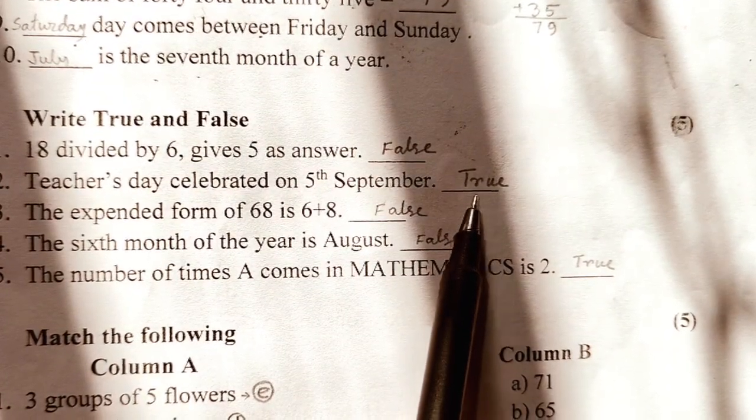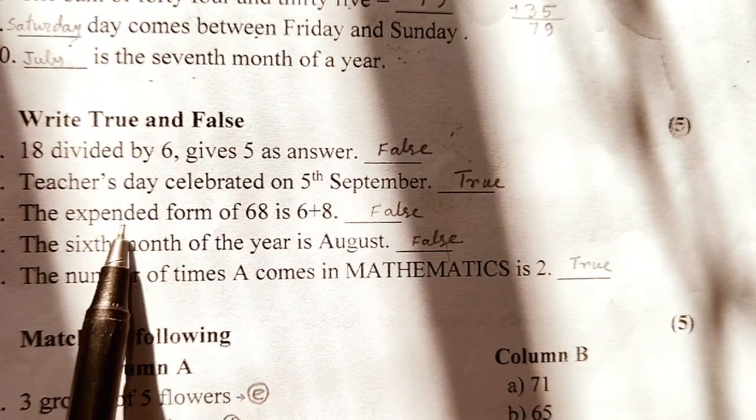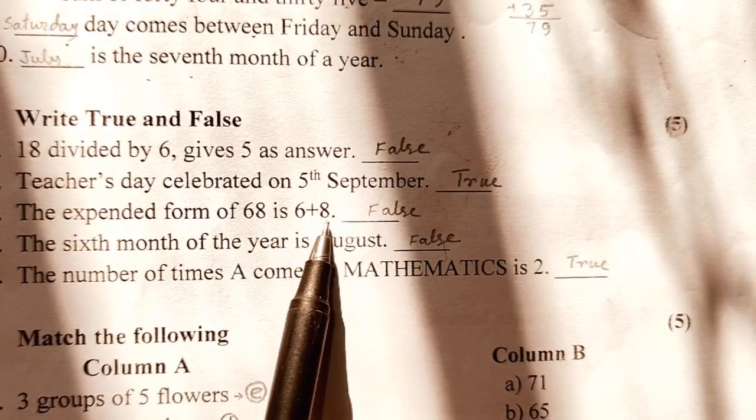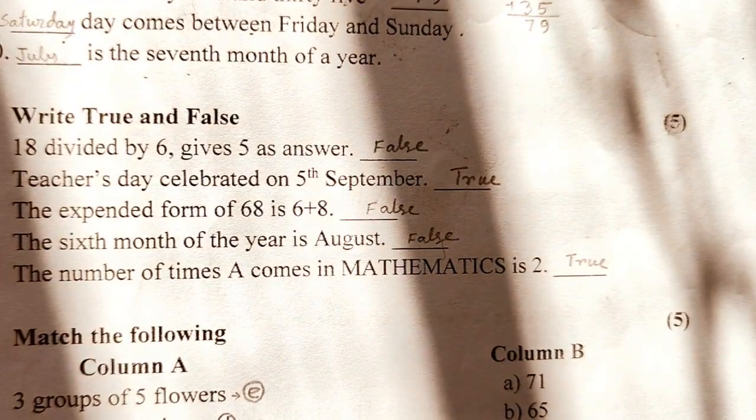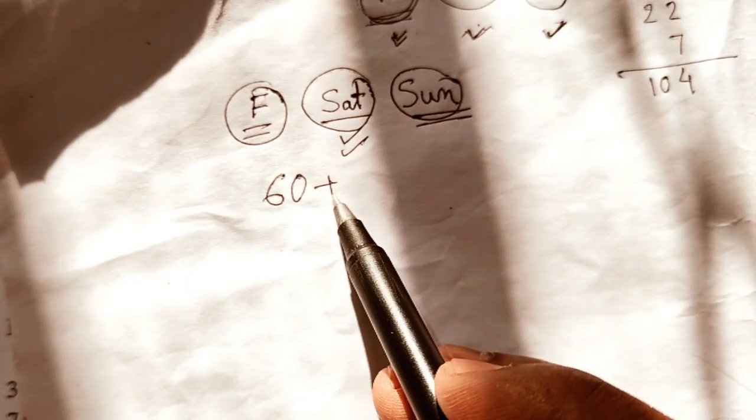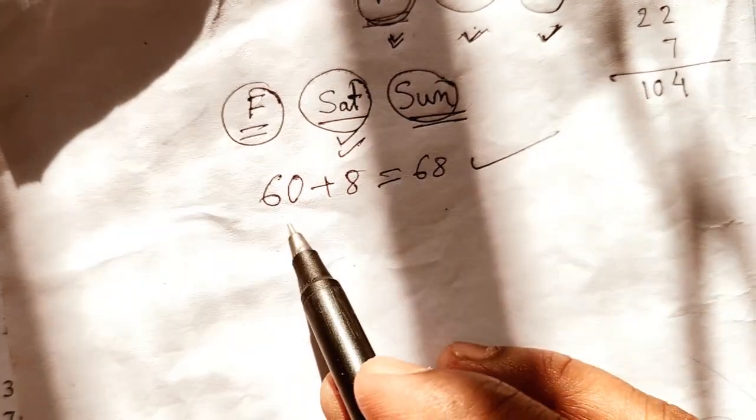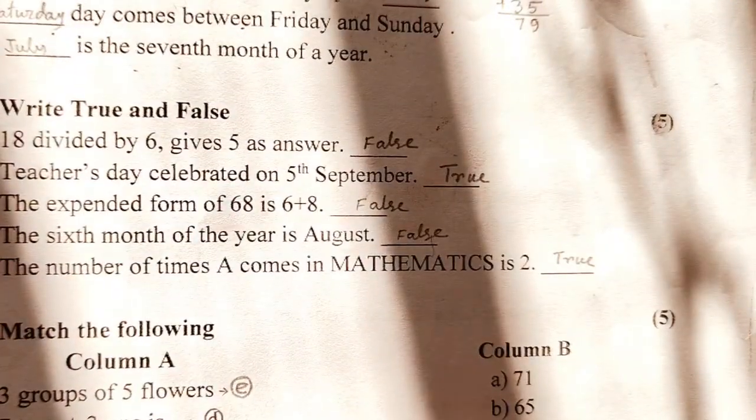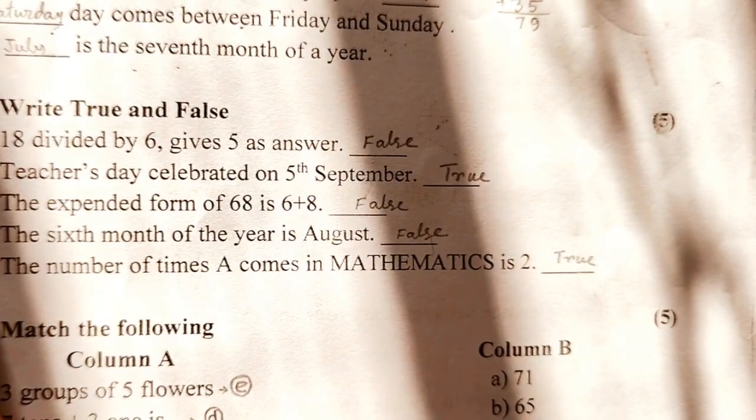Okay. Now question number 3. The expanded form of 68 is 6 plus 8. Sorry, the expanded form of 68 will be 60 plus 8. Not 6 plus 8. Okay, it is wrong. So the statement is false.